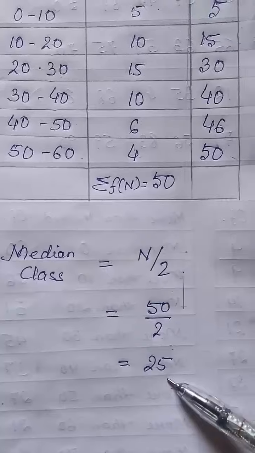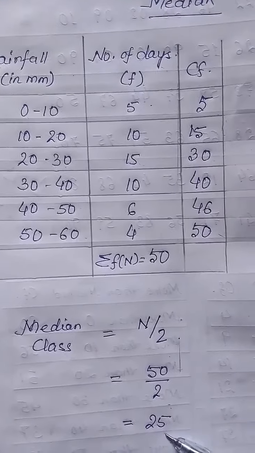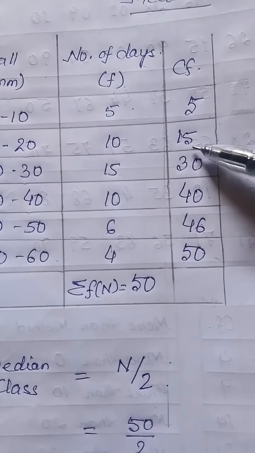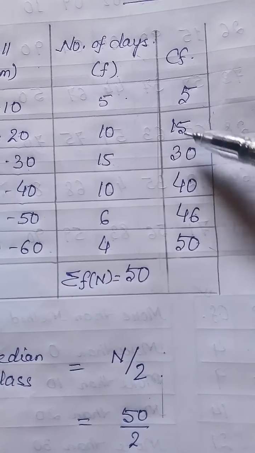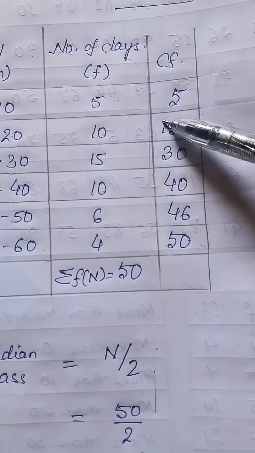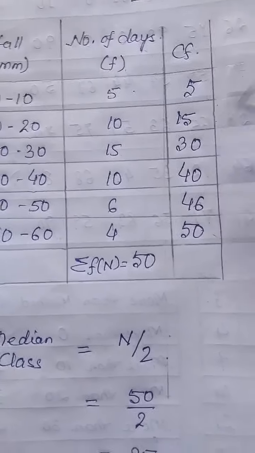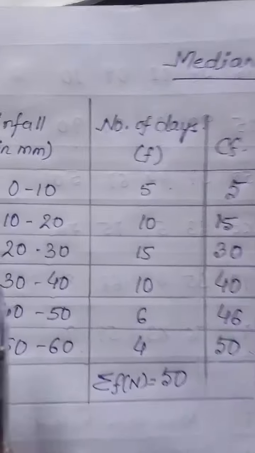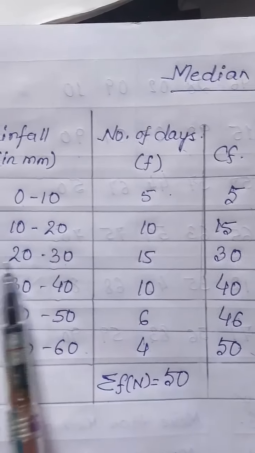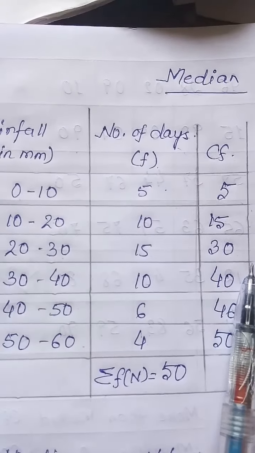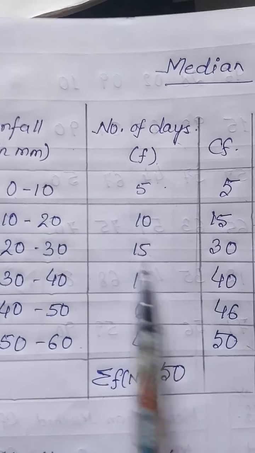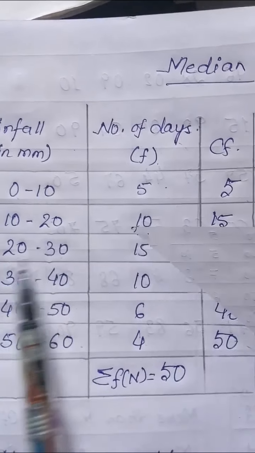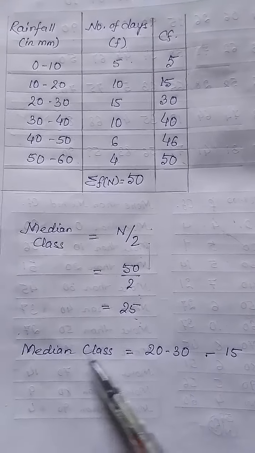That means we have to look for 25 on the cumulative frequency side. Where will this 25 come? Just check. It will come after 15 and before 30. After 15 means it won't be within 15, right? So the next one, 30. So we will select this whole class as the median class, that is 20 to 30, with cumulative frequency 30. So this is our median class.